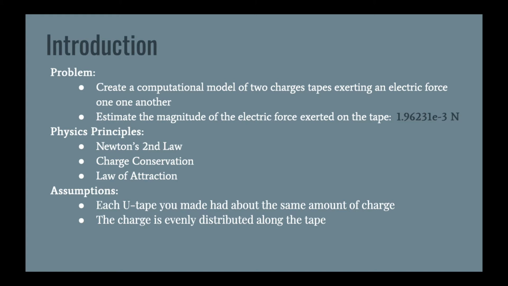When conducting the experiment, there are a couple fundamental physics principles that we needed to understand. This includes Newton's second law, which discusses the relationship between force, mass, and acceleration. Additionally, we also kept in mind the conservation of charges and the law of attraction, which states that like charges repel while opposite charges attract. There are also a couple assumptions that need to be made. I assumed that each U-tape had the same charge magnitude and that the charge was evenly distributed along the tape.